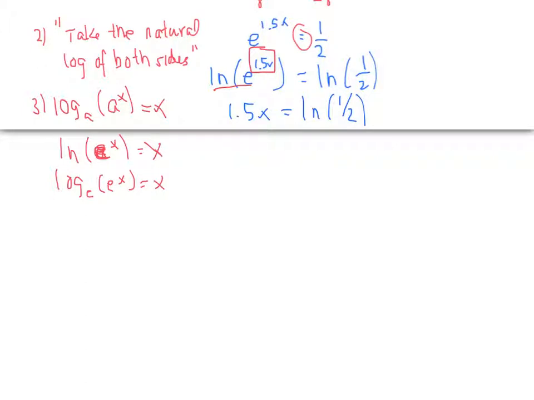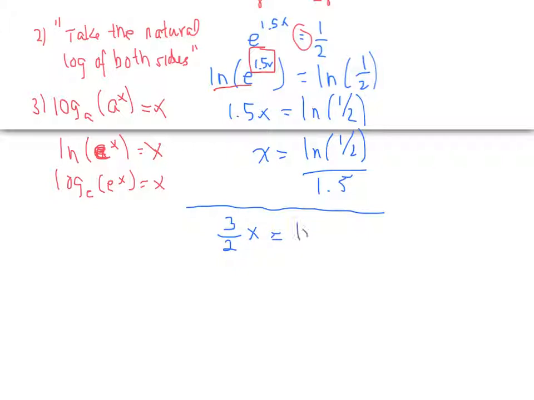Now, usually I would say divide both sides by 1.5, but you're going to get an answer that doesn't look too nice. Natural log of 1/2 divided by 1.5. And this is okay, and you can write this. But instead, I'm going to write the 1.5 as 3/2, and the natural log of 1/2 as natural log of 1 minus natural log of 2, using my rules of exponents. Well, remember the natural log of 1 is 0. This is property number 4 in the previous slide. So I get that 3/2 x is equal to negative natural log of 2.